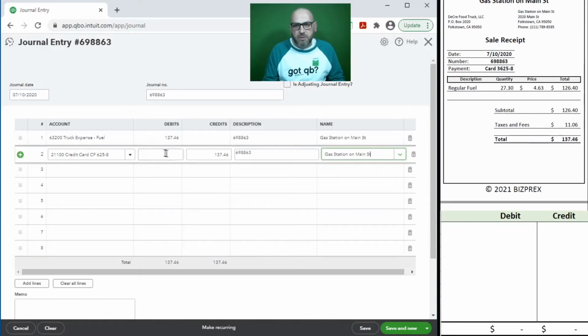Again, expenses go up when debited. Liabilities go up when credited. So we're paying this expense with the liability, with the credit card. Therefore, it makes sense, right? Expense goes up. Liability goes up.